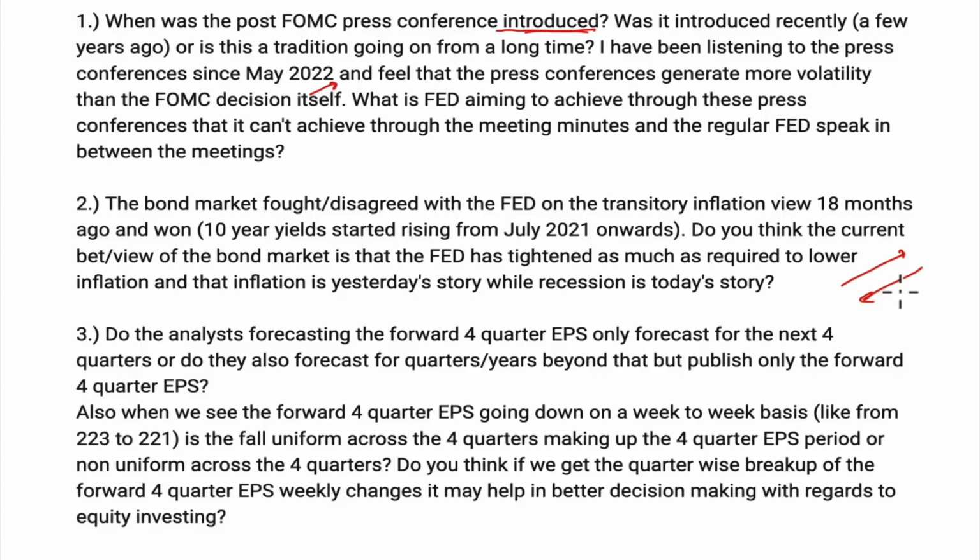Do the analysts forecasting 4-quarter EPS only forecast the next 4 quarters? Pretty much. Or do they also forecast quarters for years beyond that? Not really, because even forecasting out 4 quarters is your best guess. It's a guess. And the further out you go, the more variability you're going to have. If you're starting to forecast out 2 and 3 years, those are just going to be such wild estimates that it's really not even worth it.